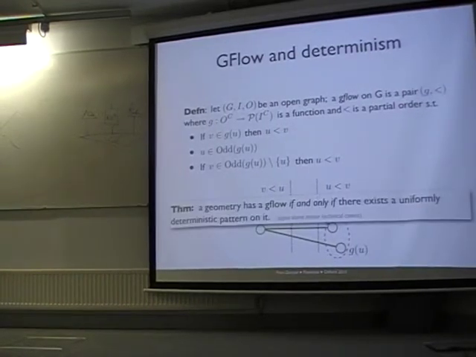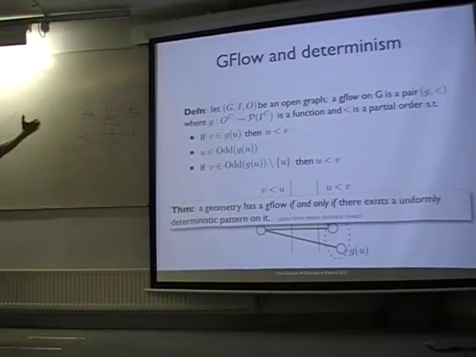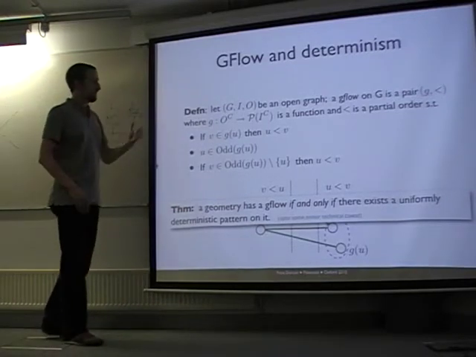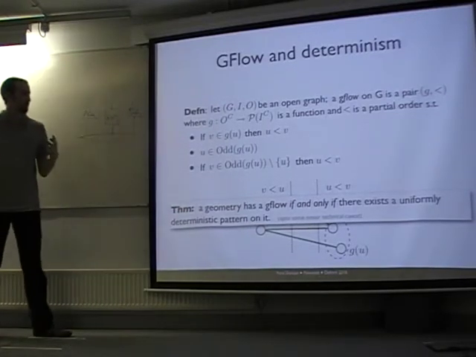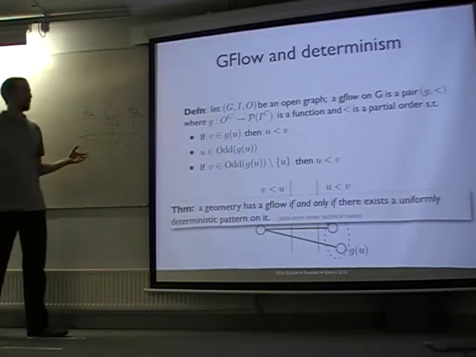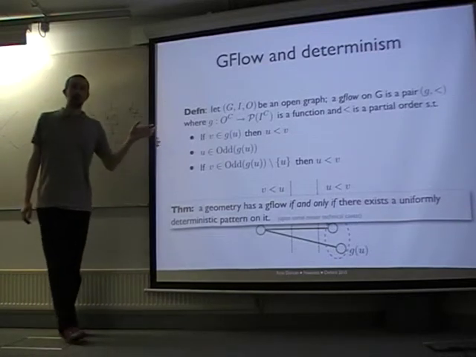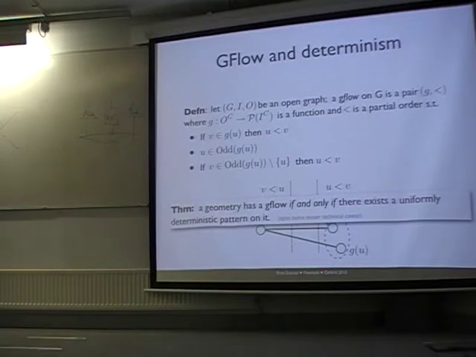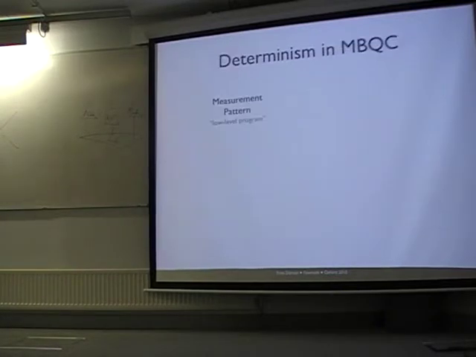Okay. And the theorem then says that if you have a G-flow, it's if and only if there's what's called a uniformly deterministic pattern. Uniformly means that it's insensitive to the angles used in the measurement. Okay, so let me try and summarize that.